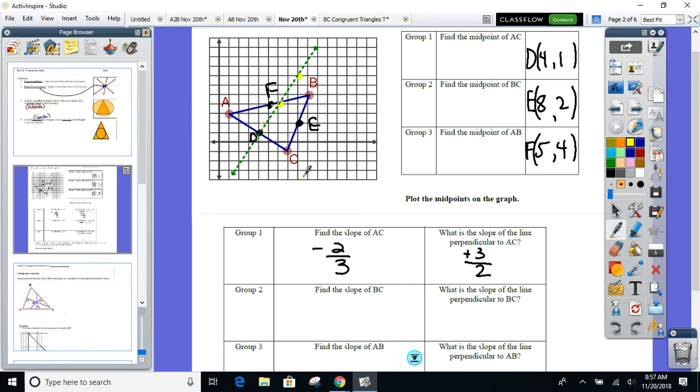All right, so let's go back to our chart. Who had the slope of BC for me? Slope of BC. What group said BC? Slopes of BC? What do you guys have? 3, yes. Slope of 3. So what's the slope perpendicular to it? Negative 1/3. Okay, everybody go back. What did we call the midpoint of BC? E. So everybody start at E.